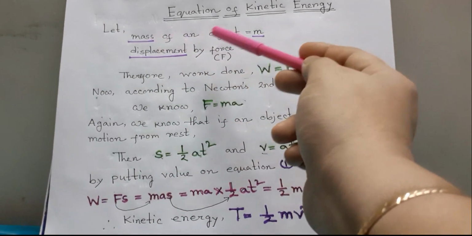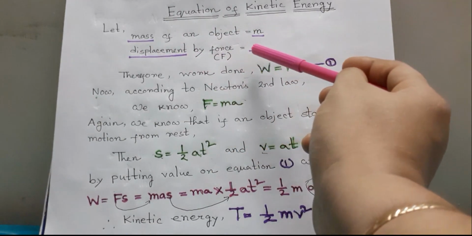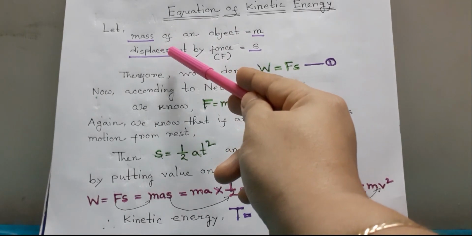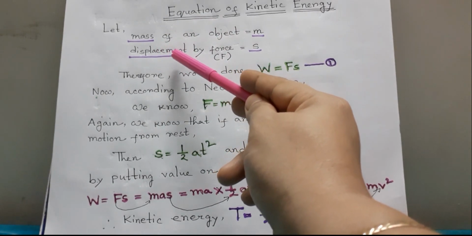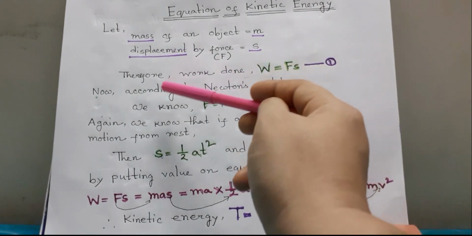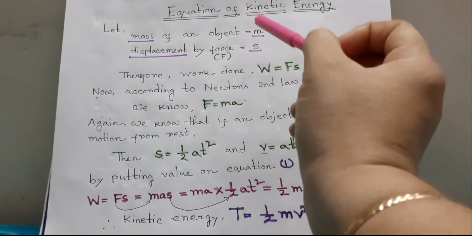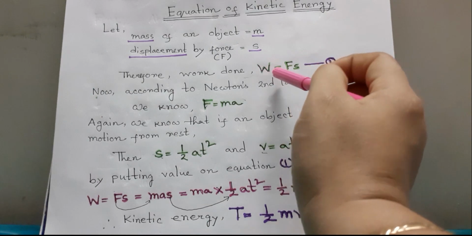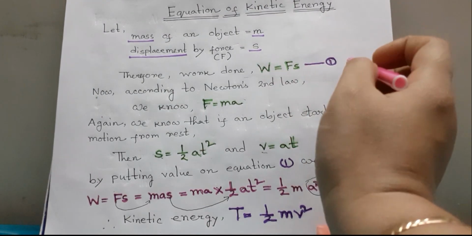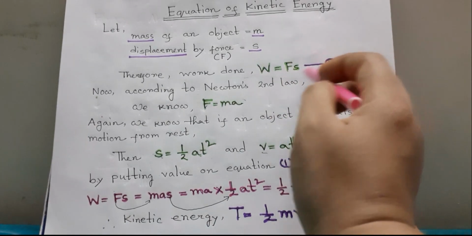Let the mass of an object be denoted by m, and displacement be denoted by S. Displacement is a vector quantity. I have already said what a vector quantity is: a quantity that is expressed by both magnitude and direction. And we have already known work done W is equal to Fs. Work is the product of force and displacement. I have given W equals Fs as equation number 1.